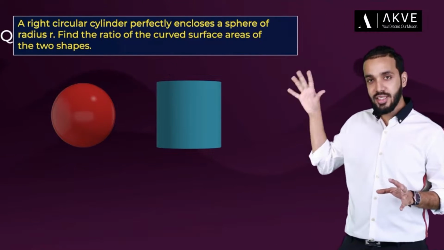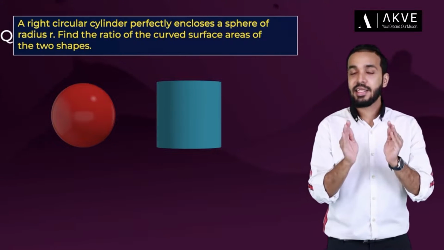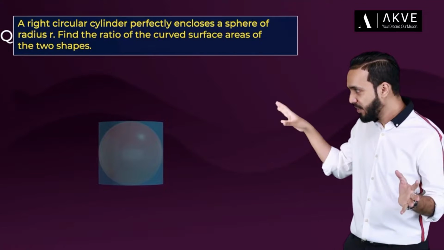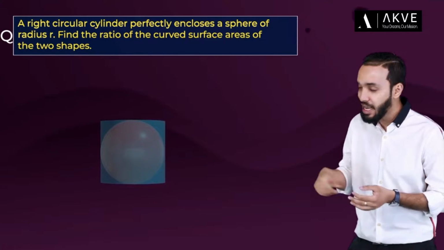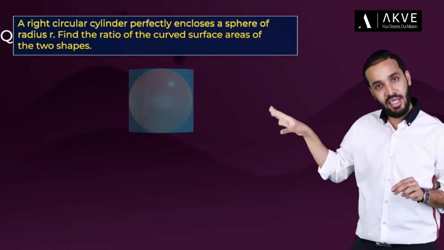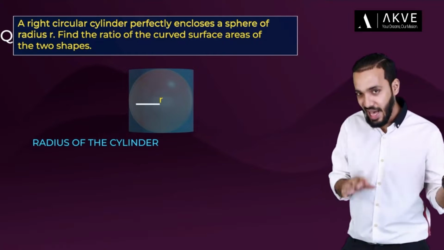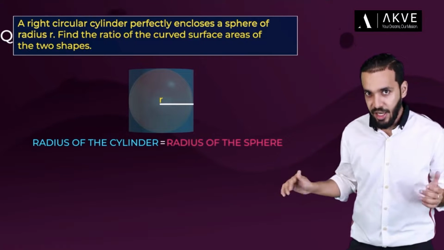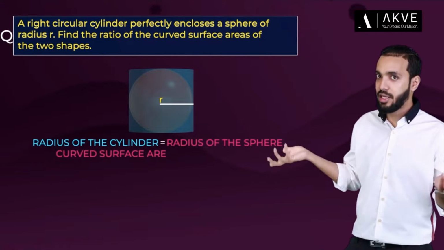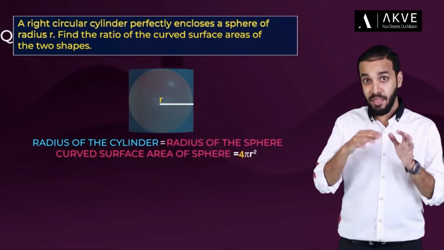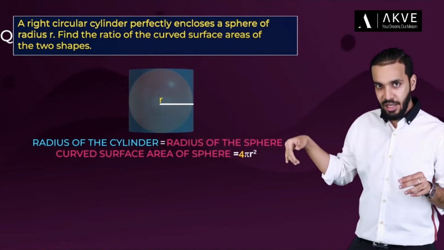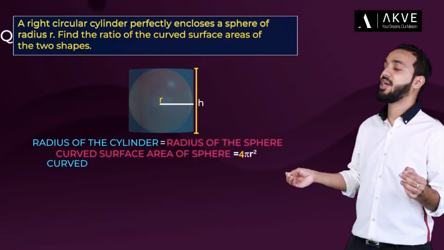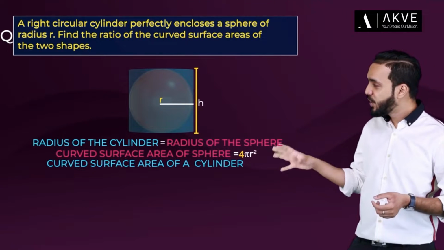Now, the question tells us that the right circular cylinder perfectly encloses the sphere. So, when we do that, it becomes pretty evident that the radius of the cylinder is the same as that of the sphere. Now, for a sphere of radius r, its curved surface area is calculated using 4 pi r squared, and for a cylinder of radius r and height h, its curved surface area is calculated using 2 pi r h.